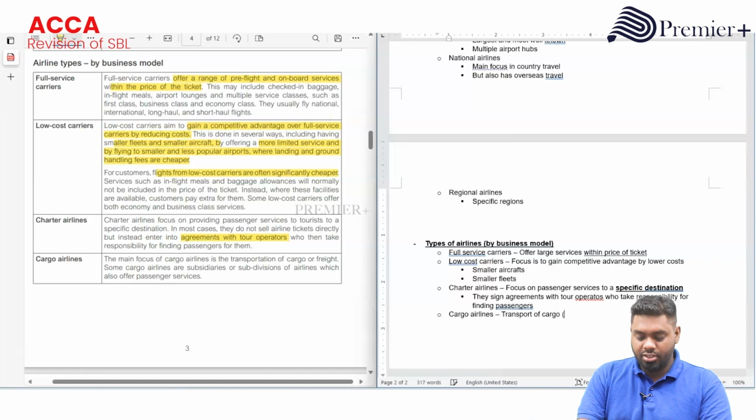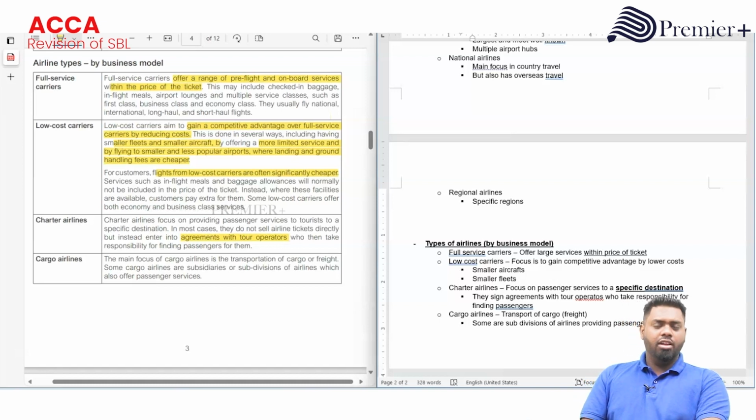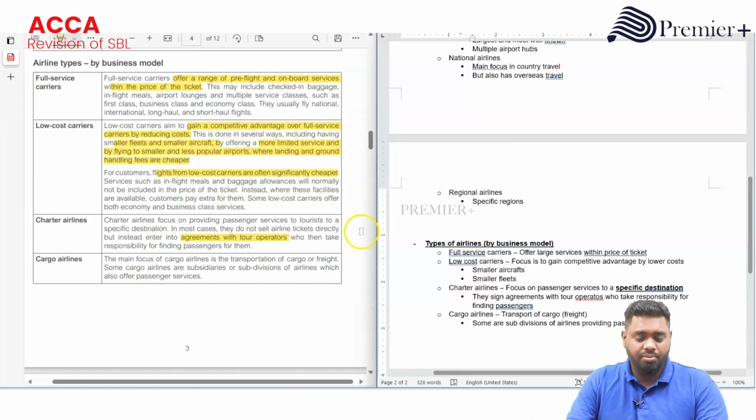Cargo airlines. The main focus of cargo airlines is the transportation of cargo, or typically what we call freight. Some cargo airlines are subsidiaries or subdivisions of airlines which also offer passenger services. So our main airline is providing passenger services, and they also have a subdivision for cargo whose main task is transporting cargo. So there's a synergy there.